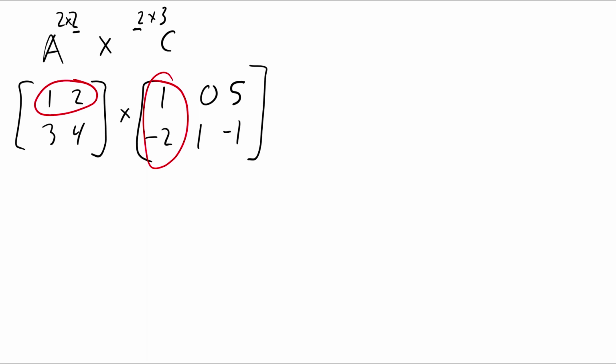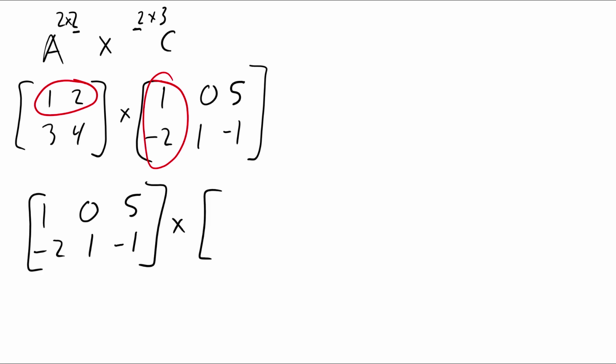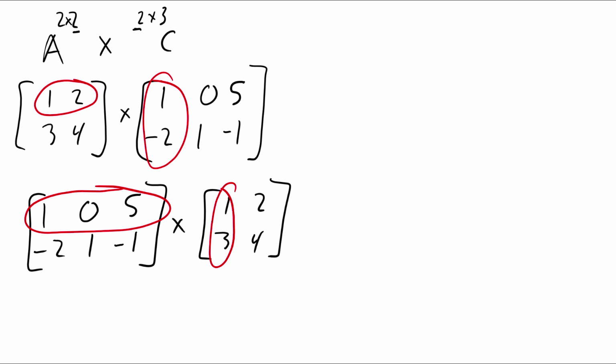However, if we tried to multiply C times A, so 1, 2, 3, and 4, then we'd be multiplying the rows of C, there's 3 elements in those, times the columns of A. There's 2 elements in those. So this we can't do. We can multiply A times C, but we cannot multiply C times A.